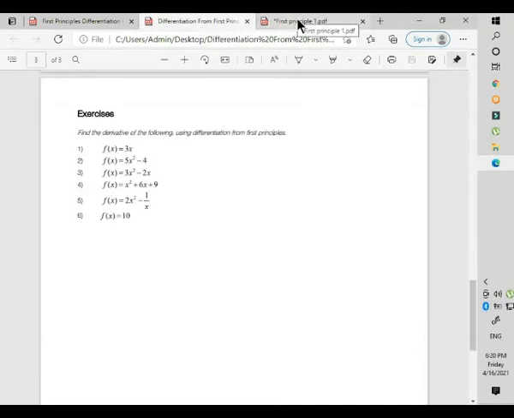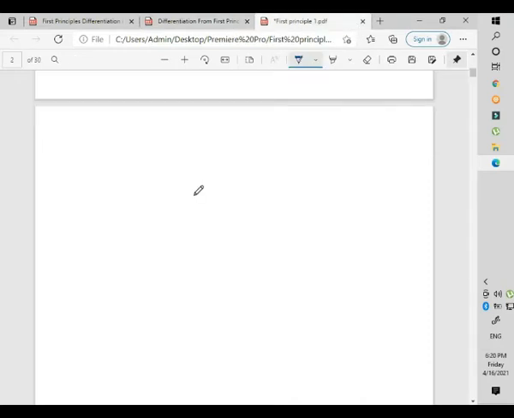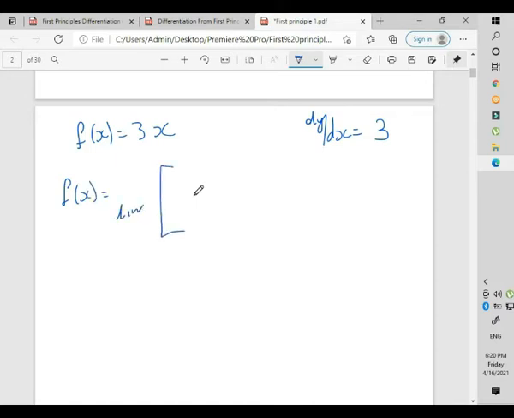So f of x is equal to 3x. What I would always do, before I go on to the first principles, is say what dy dx is using the power rule. This here would give me the answer of 3. So using this information, I promise I'll write the formula for maybe just the one: limit as h approaches 0 of f of x plus h minus f of x, all divided by h.